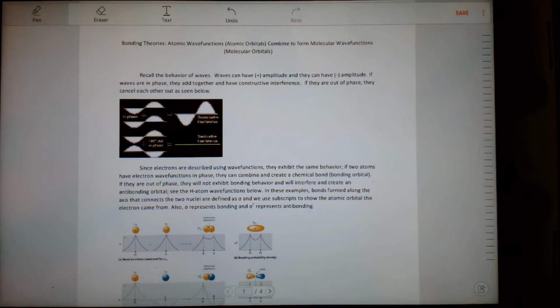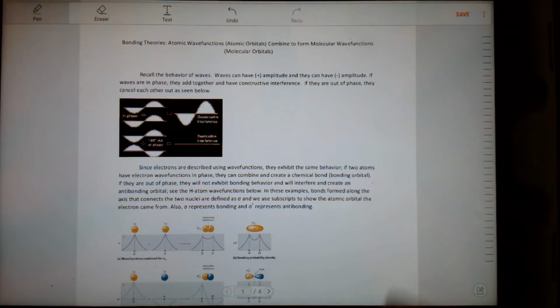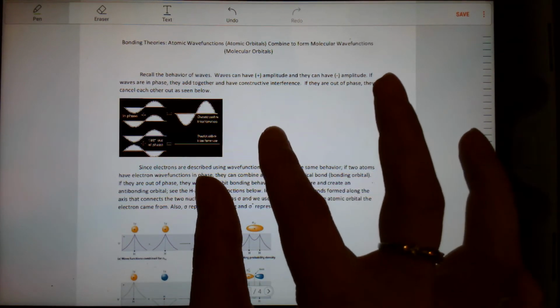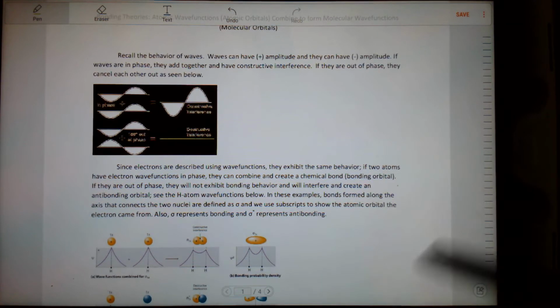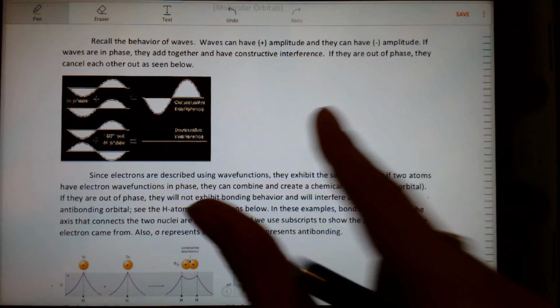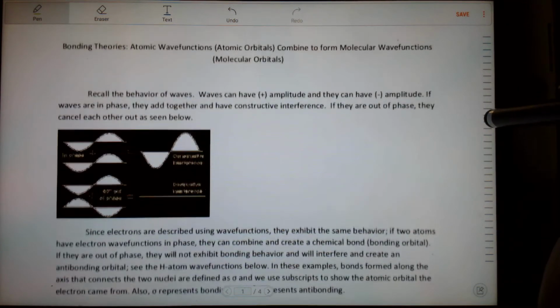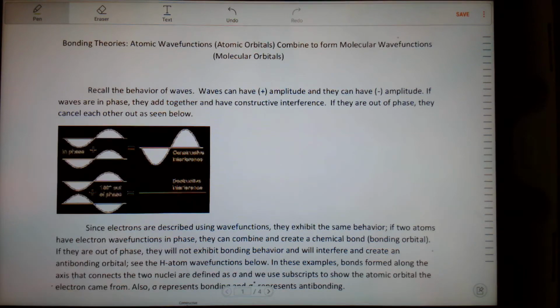Okay, so let's take a look at wave functions. This is in the module, bonding theories with some wave functions here. So I'm going to go full screen. Okay, so this is what this one looks like. Bonding theories: atomic wave functions, orbitals combined to form molecular wave functions or molecular orbitals.